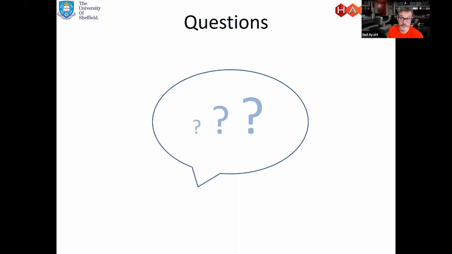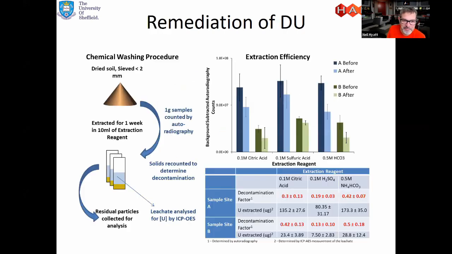Okay, so I've got relatively few slides left. You'll be pleased to hear. In the second part of the talk, I'm going to focus on using these multimodal microfocus techniques to probe the improved performance of remediation technology for DU contamination at firing range sites.